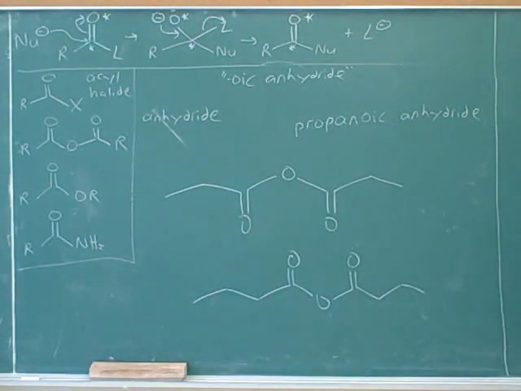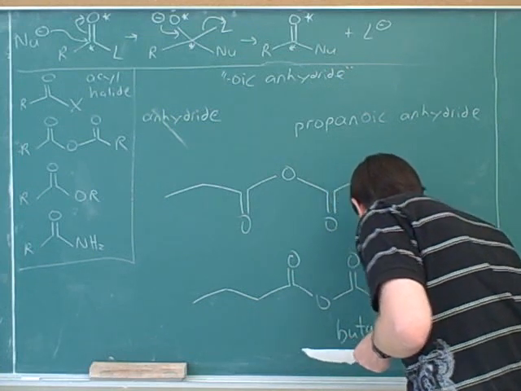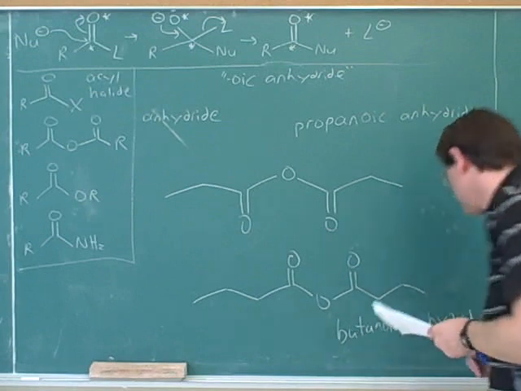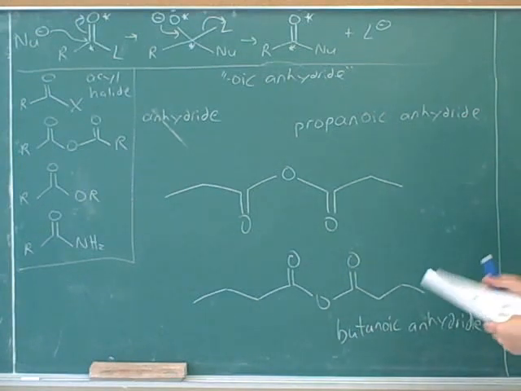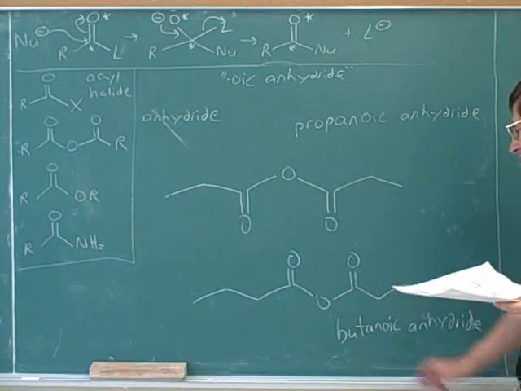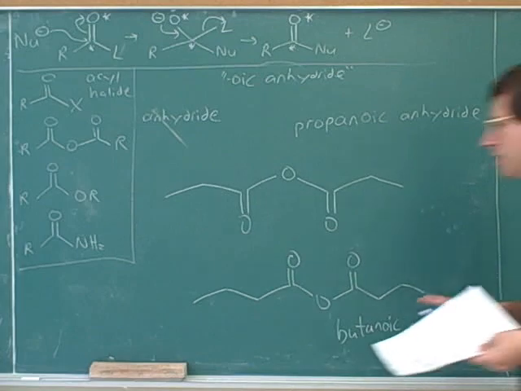Let's give a name to this anhydride. Butanoic anhydride? Right. This is again symmetric. On both sides there's a four-carbon chain, which indicates but. No double bonds, so it's "an", and the suffix is oic anhydride. Good.